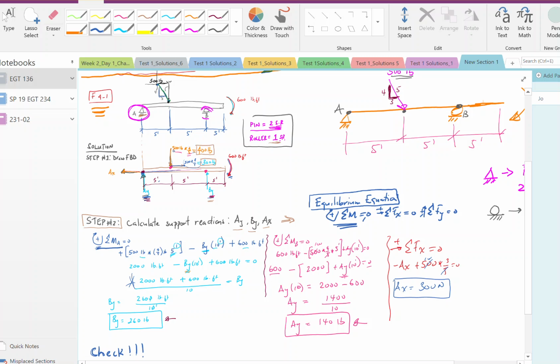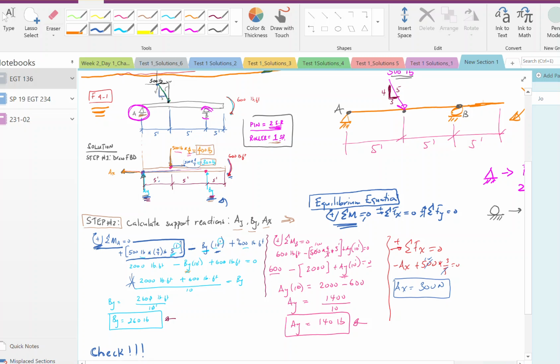Our first force in the y direction is 5 feet away, so you have this expression here. Then our next force is going to be By, which is 10 feet away. But now this force By is going to go counterclockwise relative to the position that I chose in the beginning. That's why you have a negative here.